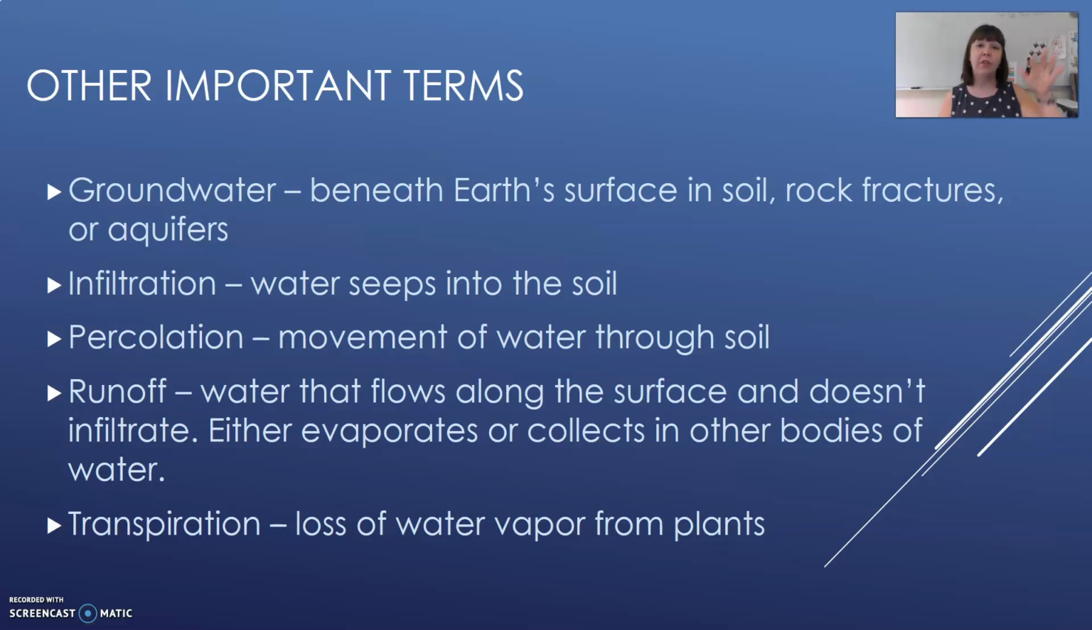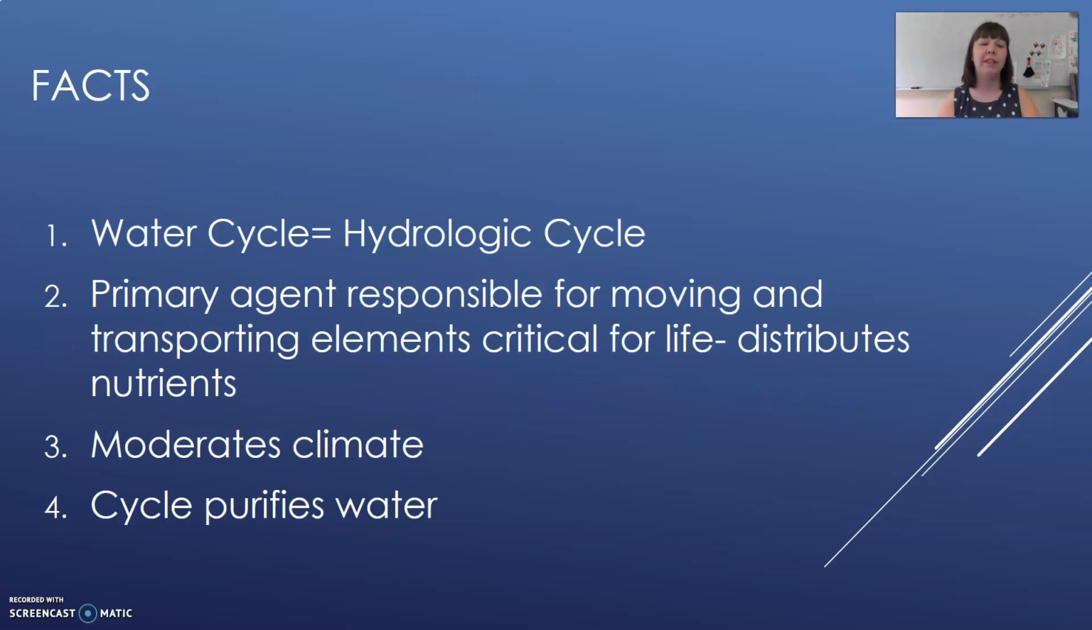Runoff, if it doesn't soak into the soil, then it runs off into the nearest body of water. It could be a river, lake, stream, or it could evaporate before it gets to that big water, but most of the time it's going to run off into something bigger and then evaporate. And then transpiration is that loss of water from plants. Plants are pulling in water and then they're using some of it and then giving off some of it, and that transpiration is the release of water. For us, for animals, it's respiration. We're giving out water vapor when we breathe.